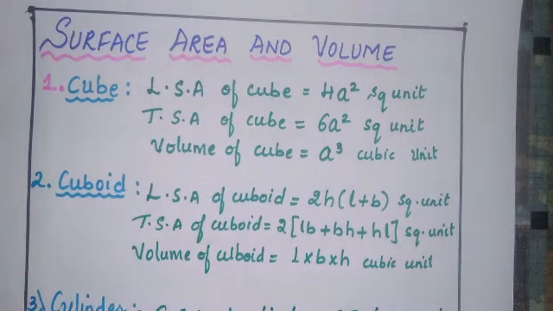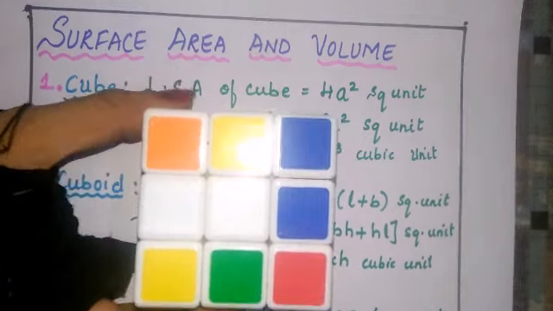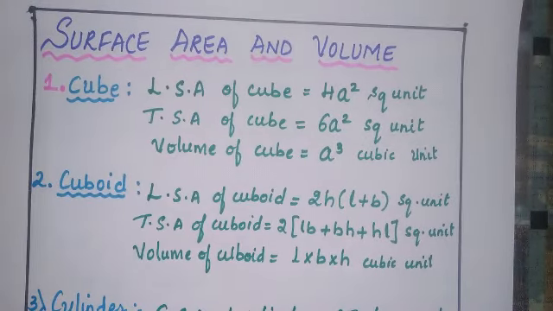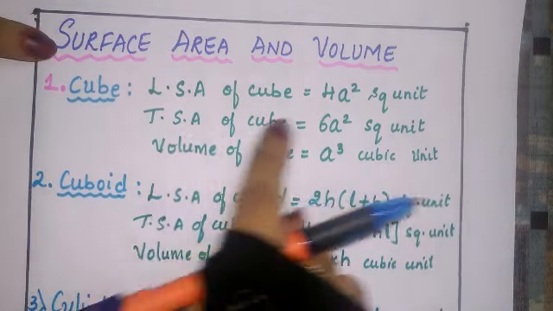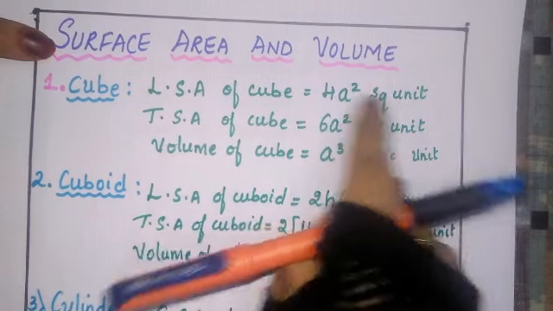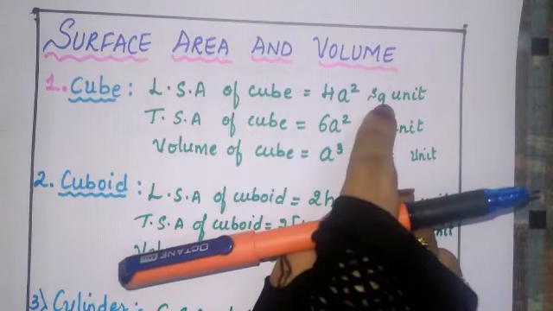Here I have, for example, this shape, which is nothing but a cubical shape. You know very well what a cube is. So here, the LSA of a cube is 4a square unit. Area is always in square unit.